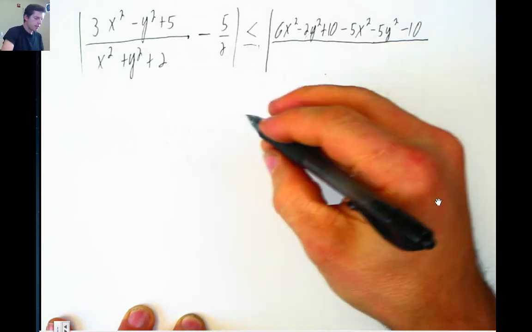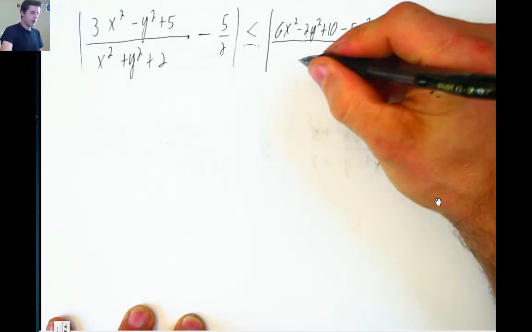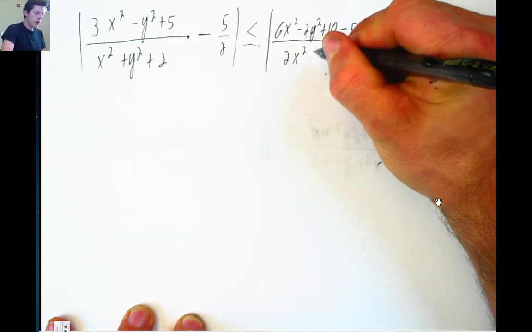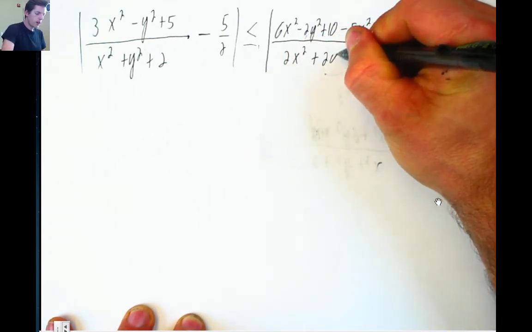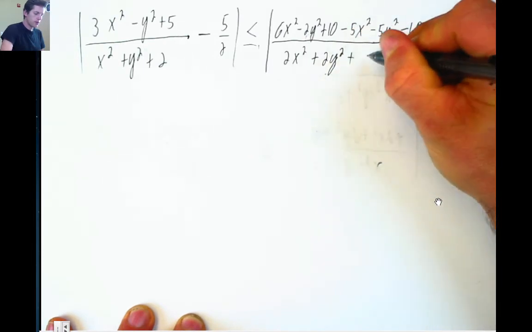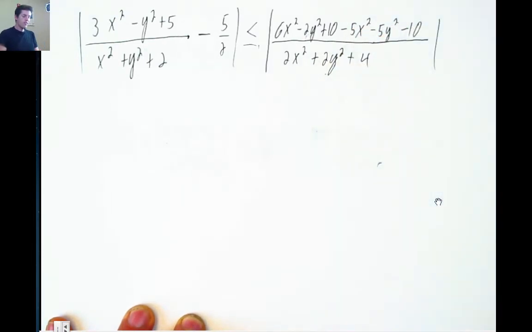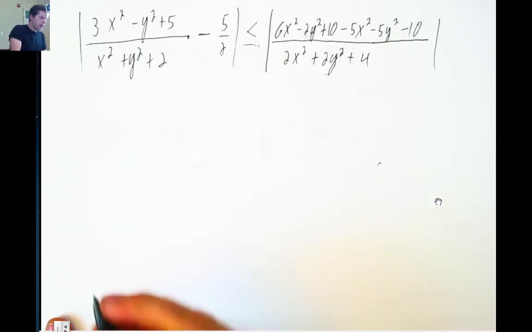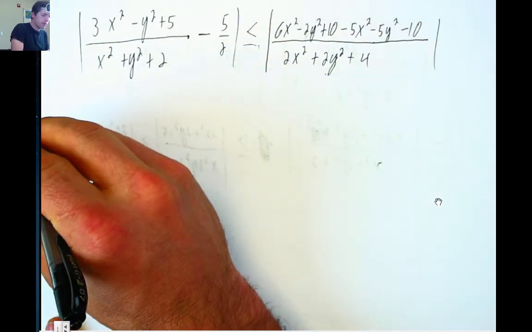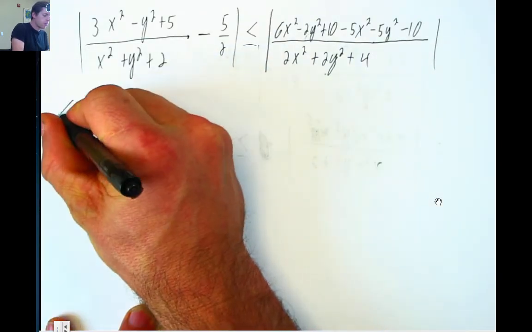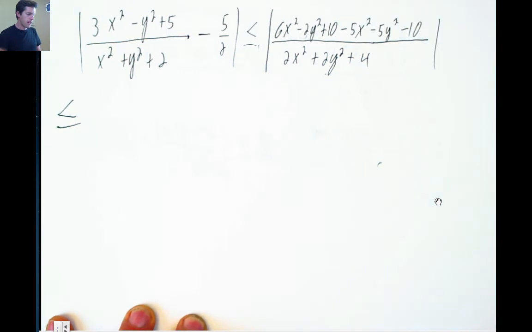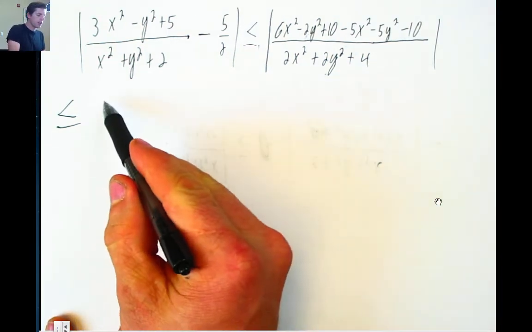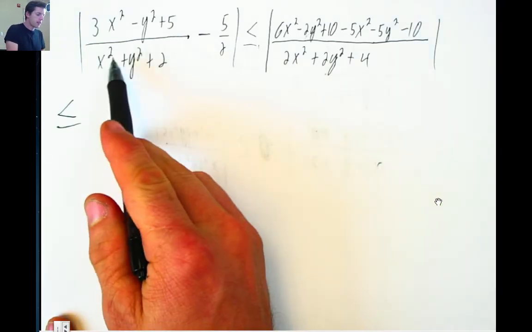Okay. And then downstairs, the product of the denominators is 2x squared plus 2y squared plus 2 times 2 is 4. Okay. Now, of course, these two things are equal. So less than or equal to includes the case equal to. I am not a liar. Okay, I'm going to continue replacing my expression with things that are either bigger or equal to. Because, again, in the end, I want to put epsilon right there and say that this thing is less than epsilon.